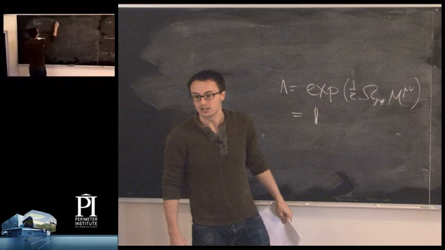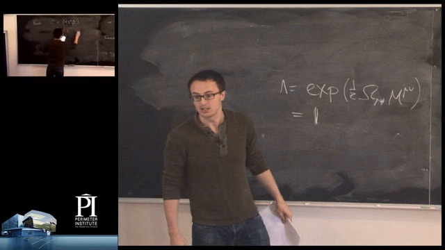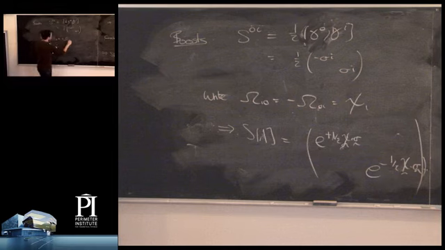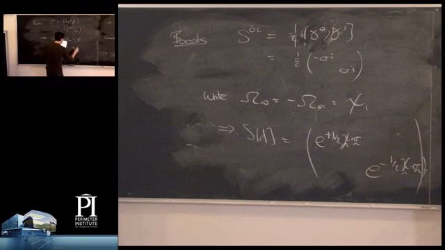For boosts, we're interested in S0I. These are what the generators look like. They're just Pauli matrices. I'll write the boost parameter in terms of chi, and then compute the boosts. Plus a half chi dot sigma.